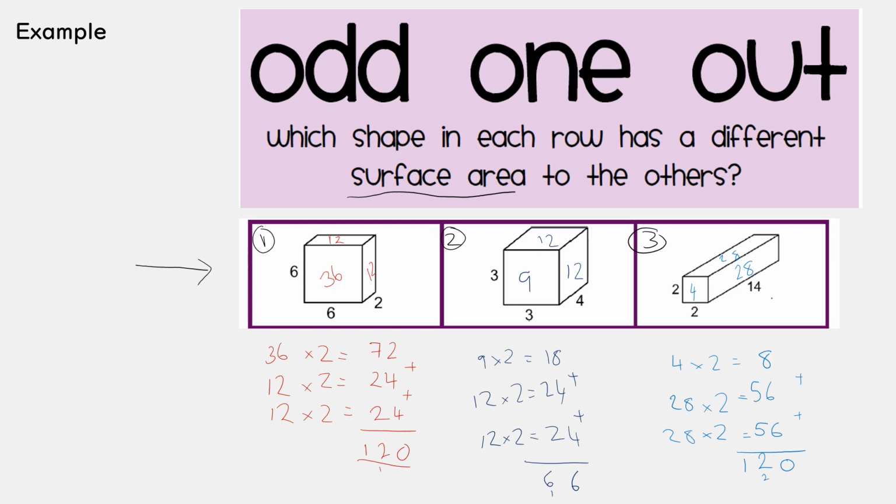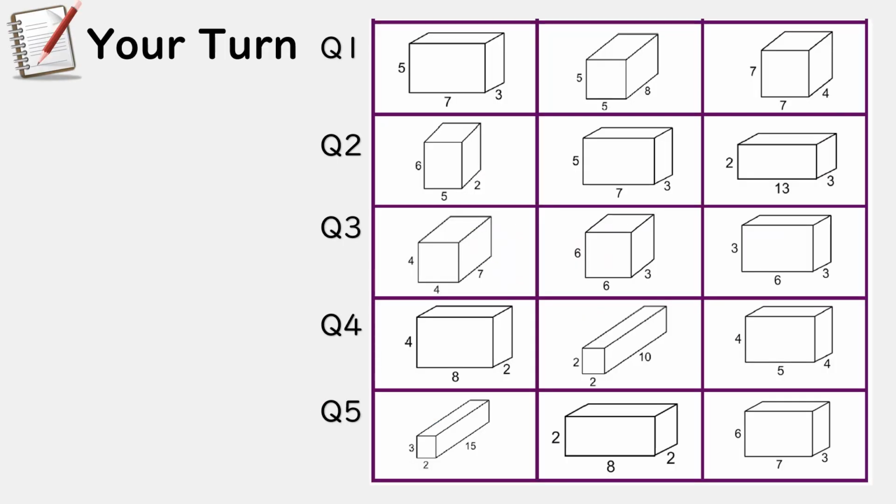So here I've worked out the surface area of each of them. For number 1 I got 120, number 2 I got 66, number 3 I got 120. So the one that is the odd one out is number 2 because it had a different surface area to 1 and 3. So I just highlight that one, I'll just write the correct letter, and that would be my answer. So here's your turn.